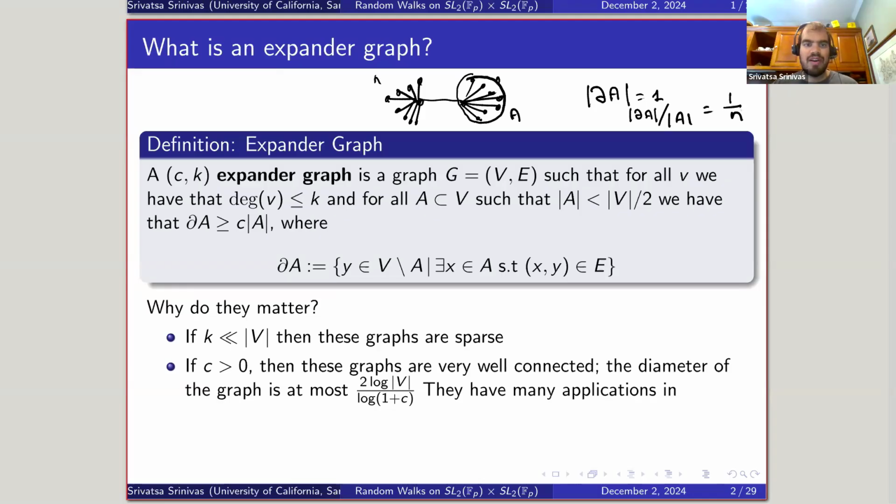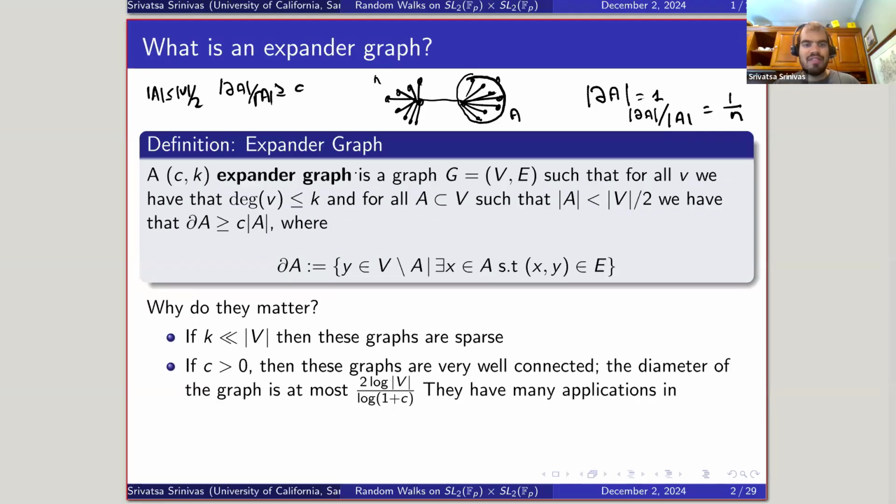An expander graph is one where the boundary of A divided by the size of A is always greater than some constant C as the size of the graph goes towards infinity, if you wish. And basically, you want the size of A to be less than the number of vertices over 2, because if the size of A is bigger than the number of vertices over 2, this just won't hold. All right, so why do they matter?